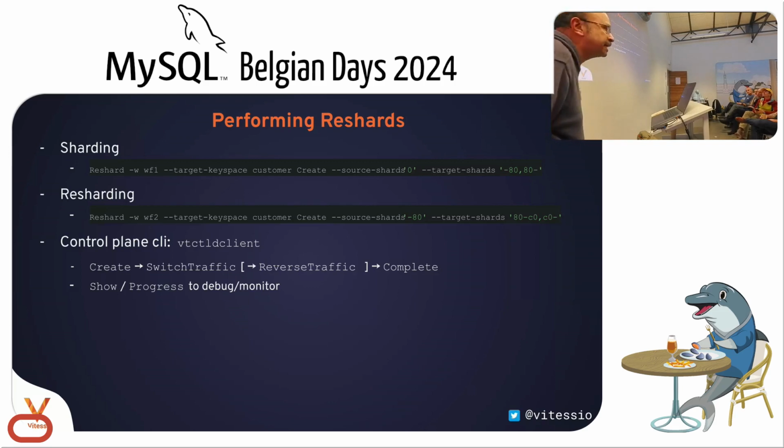The reads and writes are stopped using topology keys that VTGate understands. So if it sees that a source has a particular key, it will either return errors, or we also have buffering for up to 30 seconds or so. Configurable limit, you can buffer the queries while we are doing the resharding.